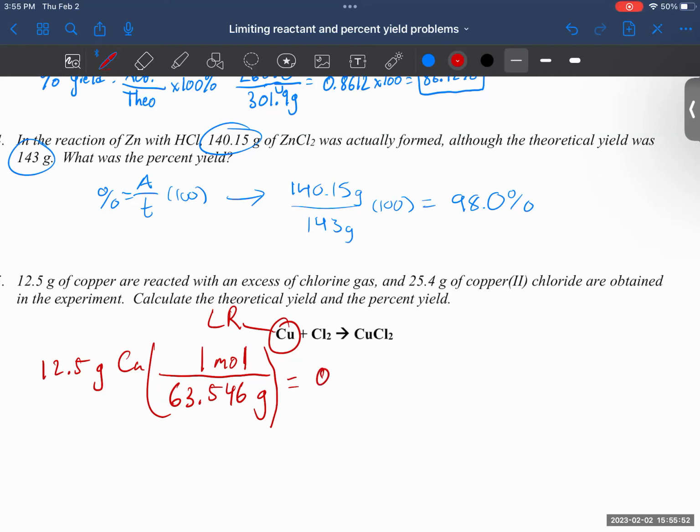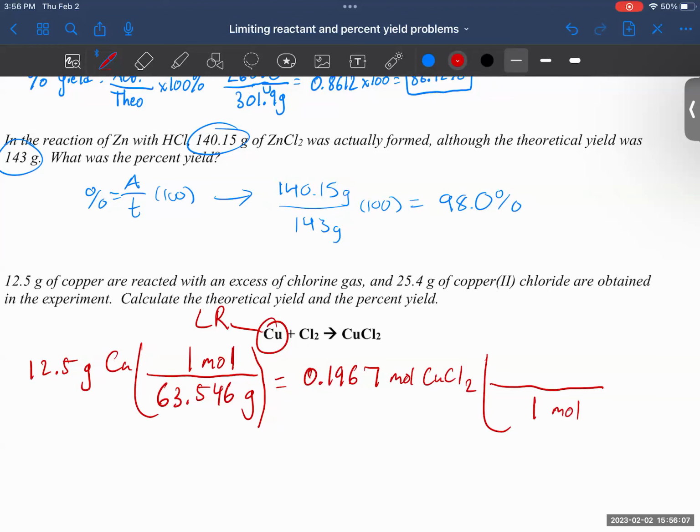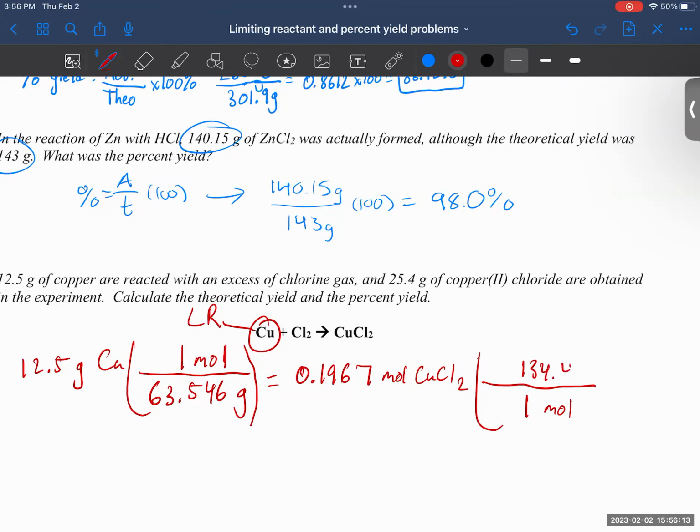And then all we have to do is convert this into grams. To do that, we use our molar mass. 134.446, I am told, is the molar mass, and I'll trust that. So 0.1967 times 134.446, and our theoretical yield of copper 2 chloride is 26.45 grams. So we're done with one part of the question. This is our theoretical yield.